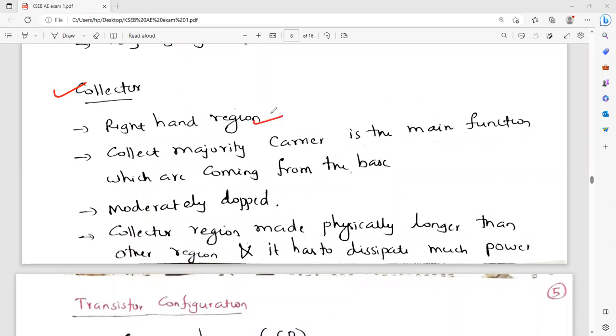Collector. Collector is the right-hand region. Also, it collects the majority carriers, which are coming from the base. It is moderately doped.